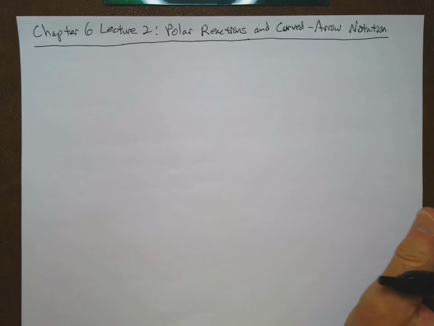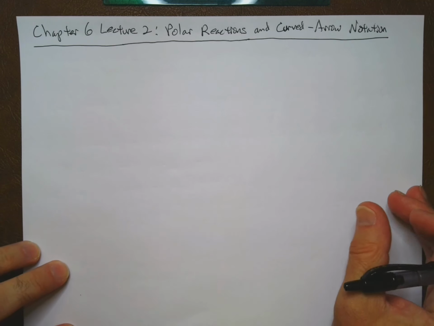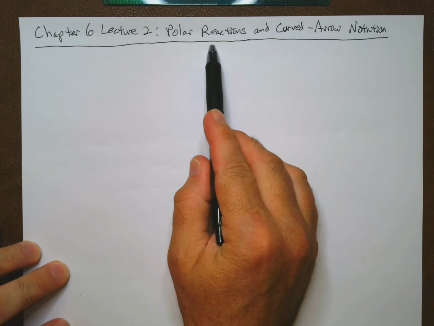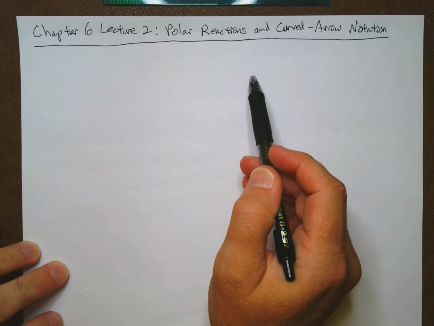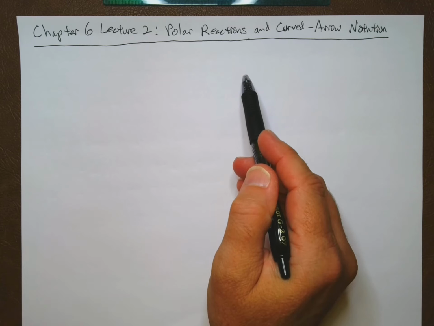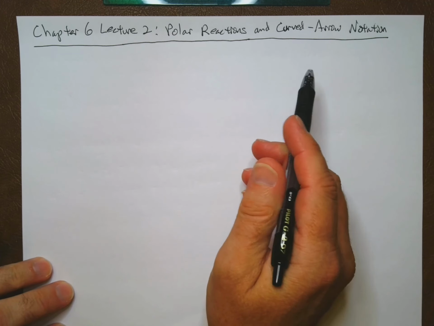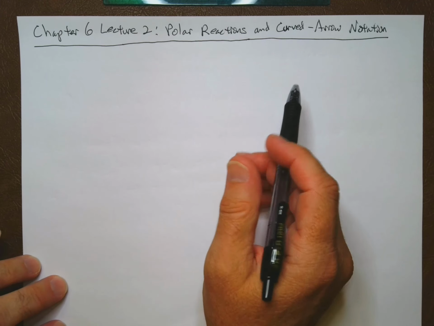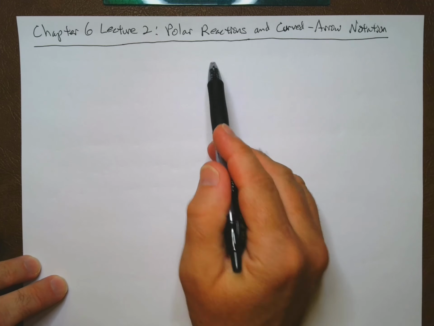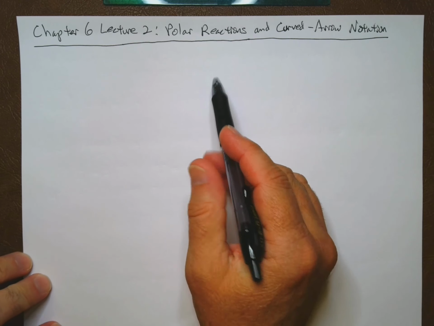Hi, welcome back. Dr. P here, and in this lecture we'll take a look at polar reactions and curved arrow notation. So polar reactions, as we talked about last time, are a particular type of organic reaction, specifically referring to how the bonds break and form.